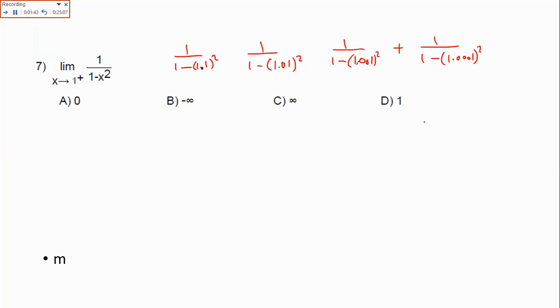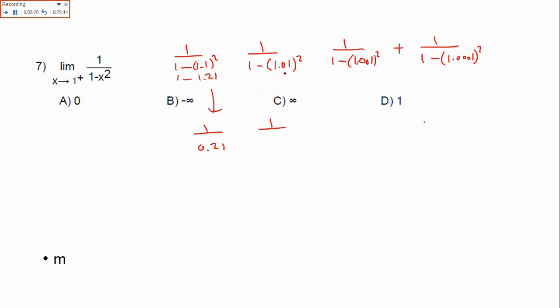11 times 11 is 121, so this will be 1 minus 1.21. That means I'm going to get from this one 1 over negative 0.21. And then over here, will the denominator be smaller or larger? It will be smaller, it will decrease. It will be 1 over something that's smaller than this.